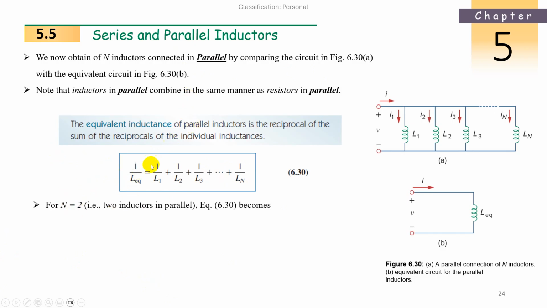Okay, now if we have only two, let us check. Remove all this. If we have only two, then what happens? It will become L1 plus L2 divided by L1 L2. But that is 1 by L equivalent, and I want L equivalent. So again reverse. L1 L2 multiplication will go on the top, and L1 plus L2 will come under the division. So it will become L1 L2 divided by L1 plus L2, that is L equivalent. So like this, same like resistance, no change.